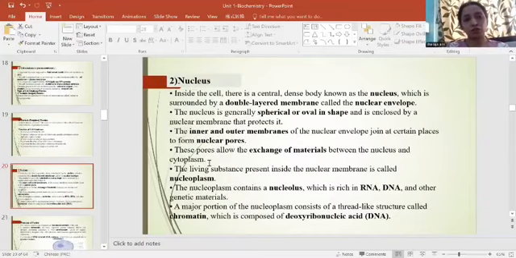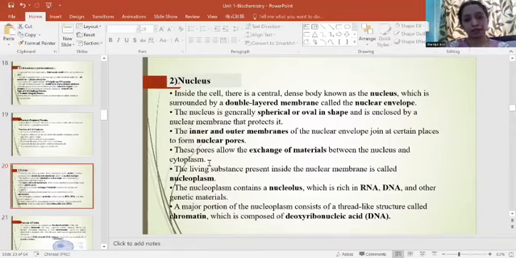We have already seen the cell membrane. Now the next part is the nucleus. Inside the cell there is a central dense body called the nucleus, which is separated from your cytoplasm by a double-layered membrane called the nuclear envelope. The inner and outer membranes of the nuclear envelope join at certain places to form nuclear pores. These pores allow exchange of materials between the nucleus and cytoplasm.